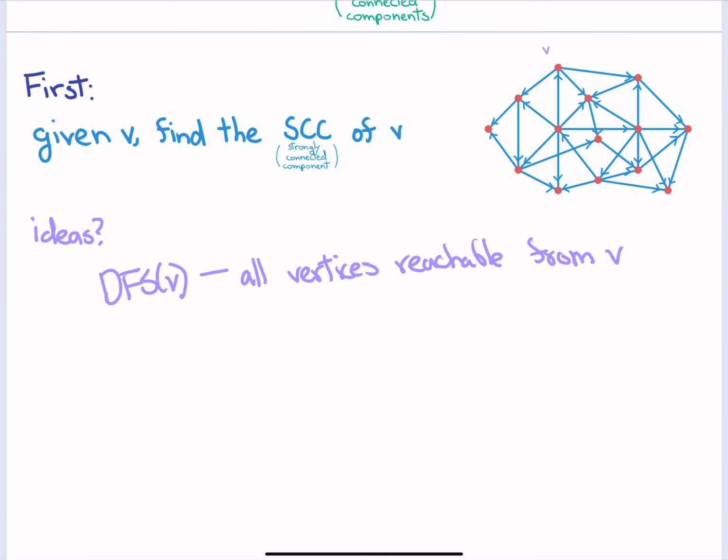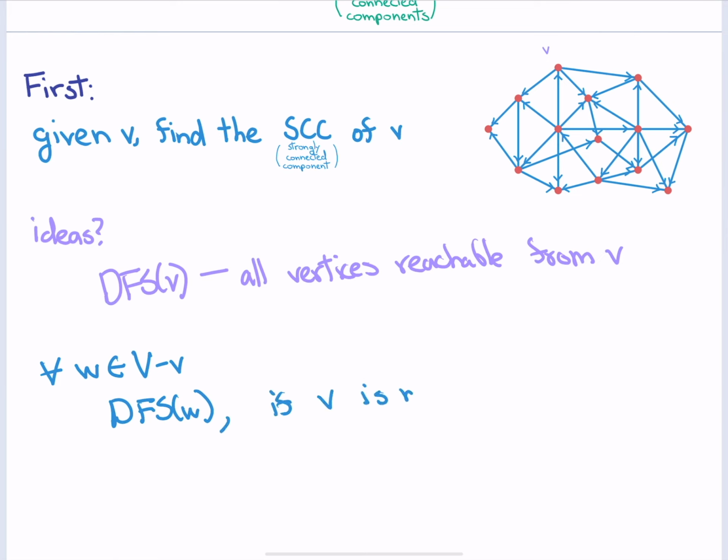You can run DFS from all these vertices and see if V lies in those. Okay. So the first call, DFS from V, finds all the vertices V can reach. So the natural idea is to loop over all the vertices besides V and call DFS from W. And if V is marked, then that means W can reach V, right? So in other words, I can call DFS once from V to figure out everyone V can reach, and then I can call DFS from everyone else to see who can reach V.